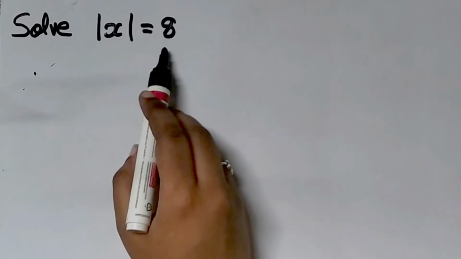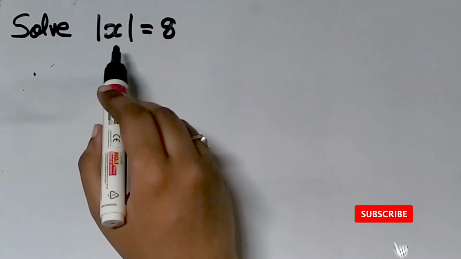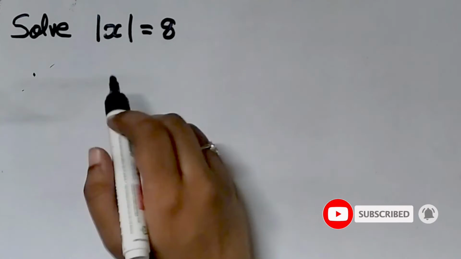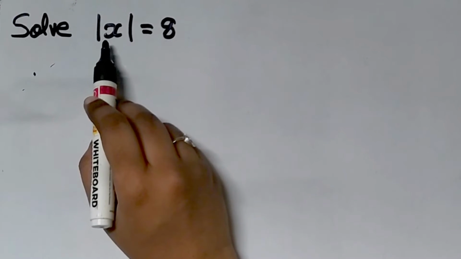Solve |x| = 8. We have to find the value of x. This is an absolute value equation, an equation which contains an absolute value. Now how will you solve it? Inside this absolute value we have to find the number x.